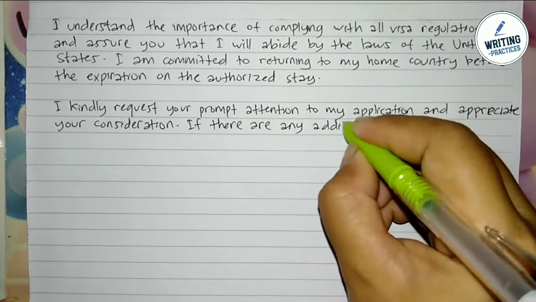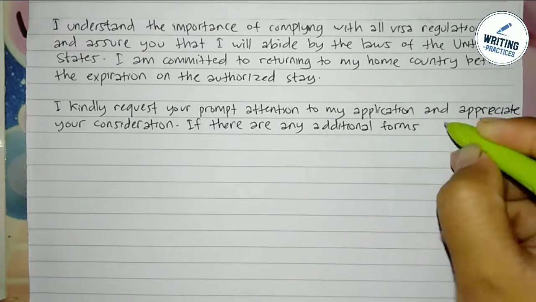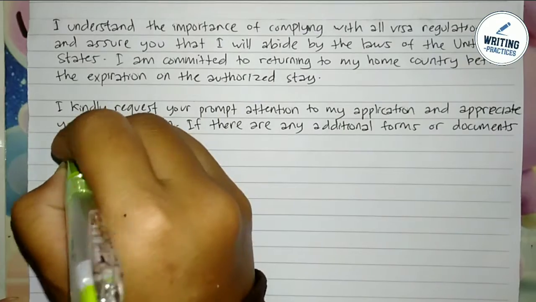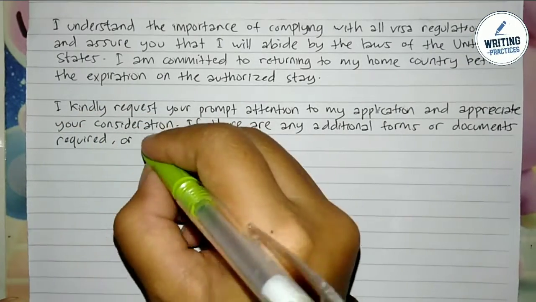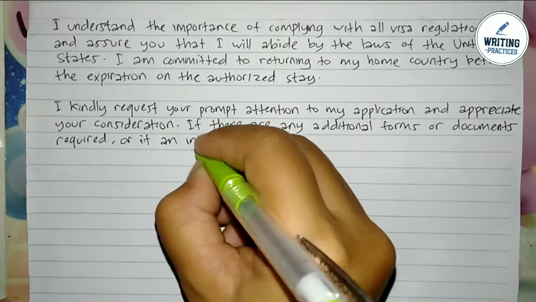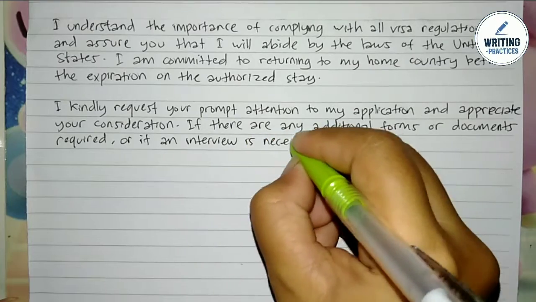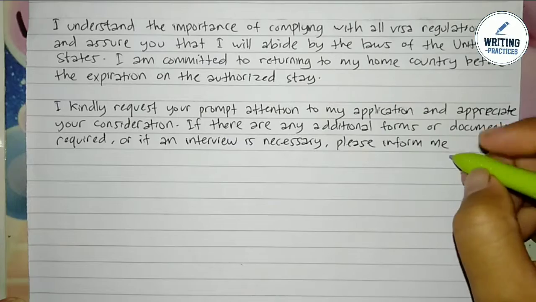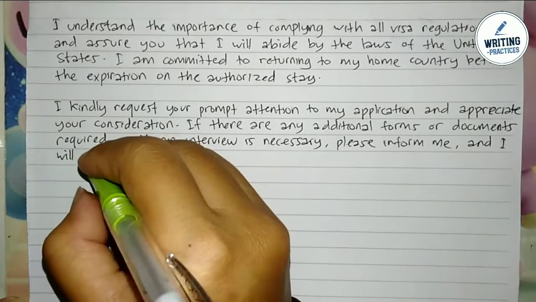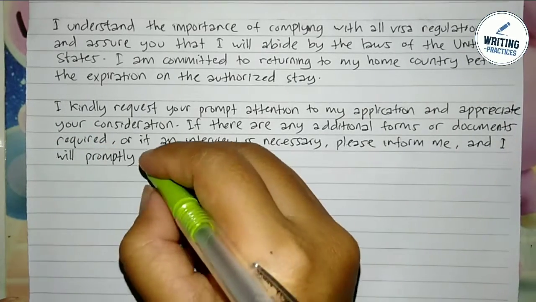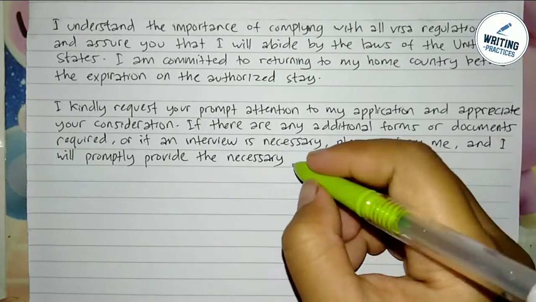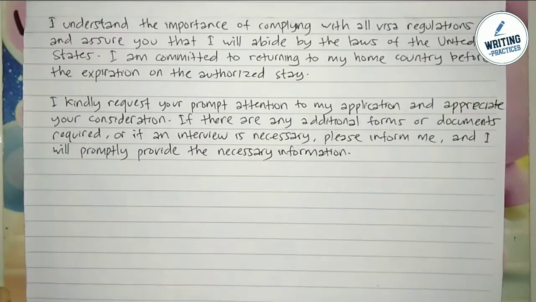Still in the same paragraph, you need to offer to provide any further information. Offer also to comply with additional requirements. This will show your cooperation with the visa process. And they would love to read it. Here is how you write it. If there are any additional forms or documents required, or if an interview is necessary, please inform me. And I will promptly provide the necessary information.